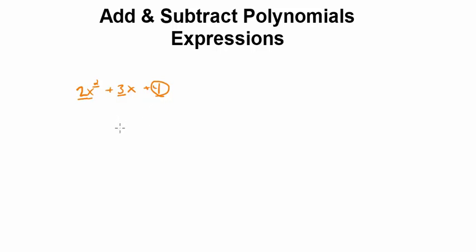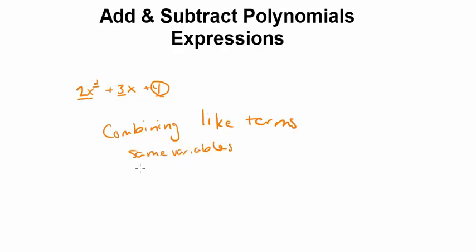When you are adding and subtracting these polynomial expressions, you are doing one very important skill, which is combining like terms. Now, what makes terms like? They have to have the same variables and they have to have the same exponents. So, for example, x to the third can be combined with 3x to the third. Same variables here. Same exponents as well.